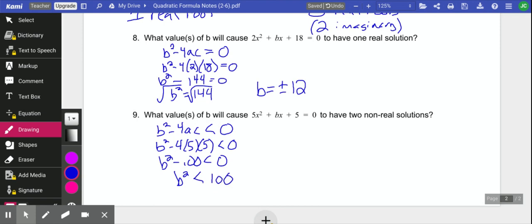Okay, now we have to stop here. We can't take the square root of both sides because of the inequality sign. It just gets kind of weird. So we'll just kind of reason through it. Now, obviously 10 is going to be part of our answer. 10 is the biggest it could be. Now, if I plugged in 9, 9 squared would be less than 100, and so would 8 squared, and 7 squared, and 6 squared, and 0 squared. Basically anything between negative 10 and 10 would work. So anything between negative 10 and 10 would give us a discriminant that's negative, which would mean two non-real solutions.